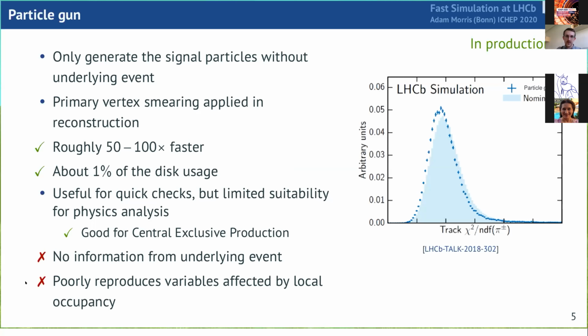You can have variables, even related to the signal, which are affected by the local occupancy within the detector, which will be poorly reproduced. One of these is, for example, the track chi-squared per degree of freedom, which is shown on the right, where you see some disagreement between particle gun simulation and nominal simulation.